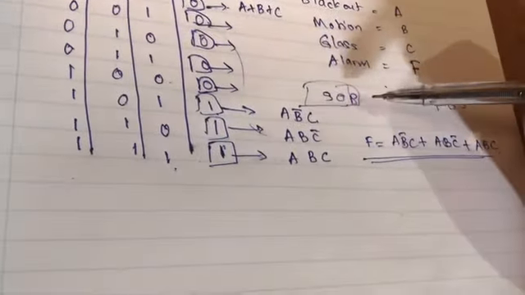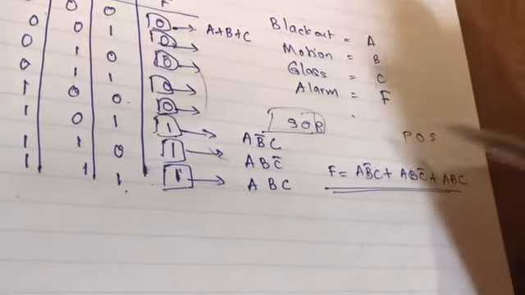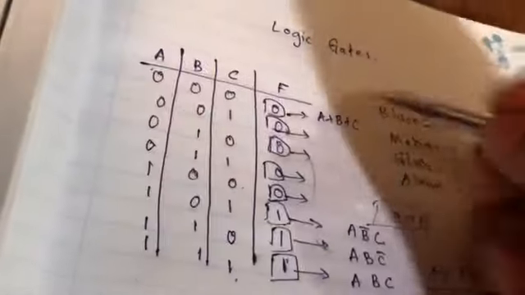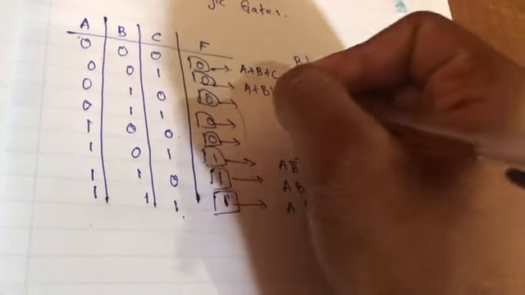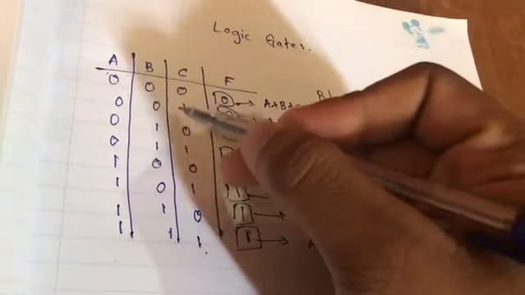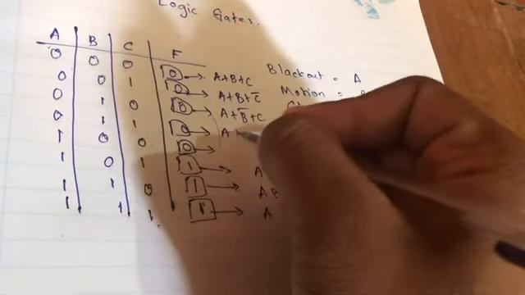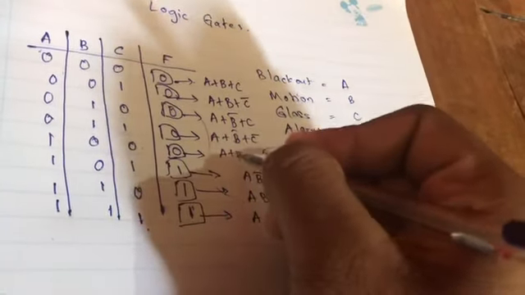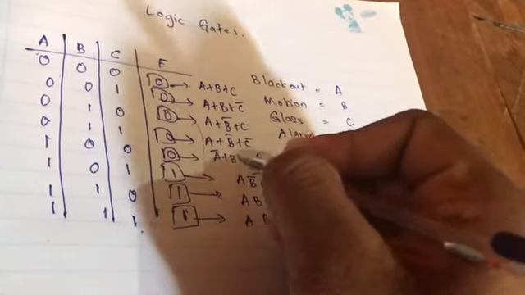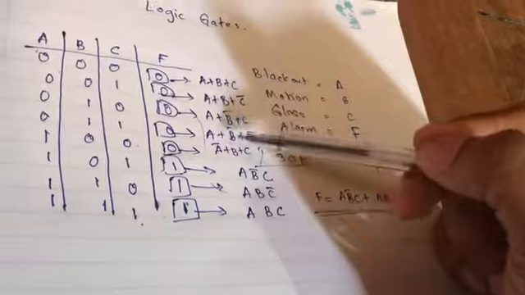Sum of products means this is a sum of products, right? So when you're doing a product of sums, it's going to be the other way around, right? So I'll quickly write this down: A plus B plus C bar, since this is 1, and we're taking the inverse. A plus B bar plus C, A plus B bar plus C bar, A plus B, A bar plus B plus C, right? So those are the product of sums outputs, right?